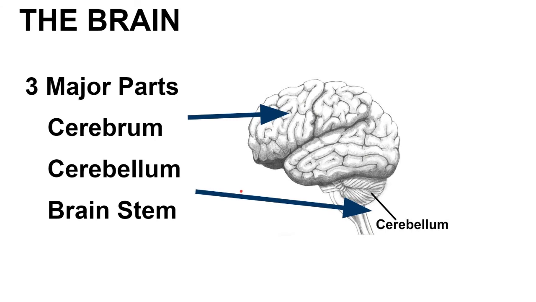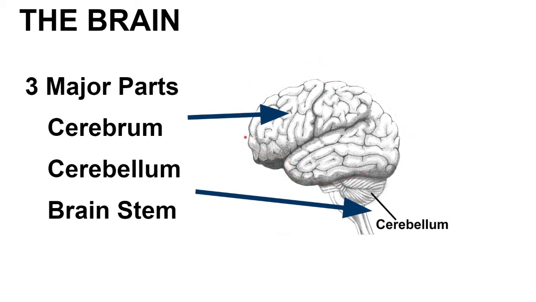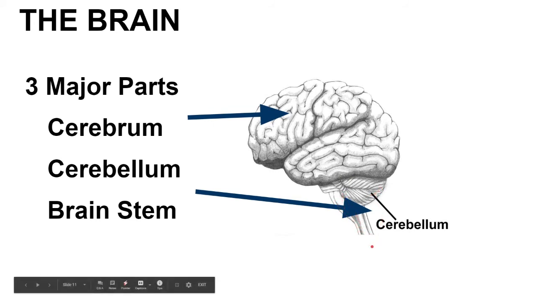We're going to go ahead and move on to the brain. There are going to be three main parts of the brain. The cerebrum, which is the big, large part of the brain that we typically think of. You have the cerebellum, which is the smaller part down here. And then you have the brain stem, which actually comes out and down your spinal cord.